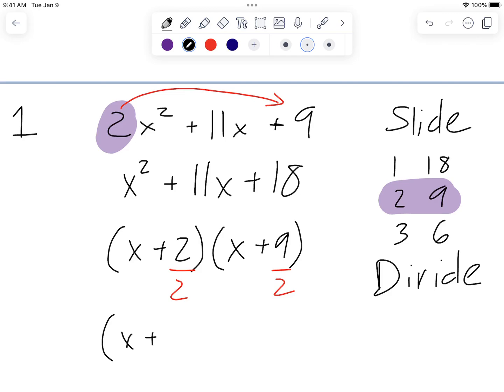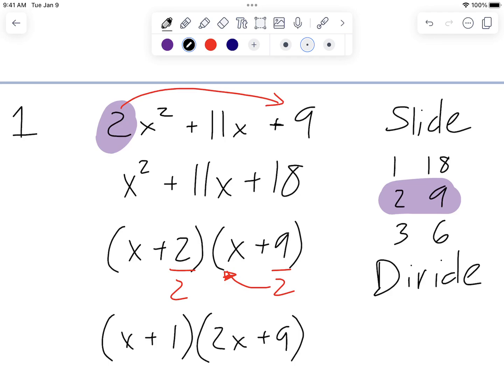So x plus 2 over 2 is equal to x plus 1. And when they don't reduce, the trick is that you take whatever number is on the bottom and you move it in front of the x. And that makes 2x plus 9. So that is our answer.